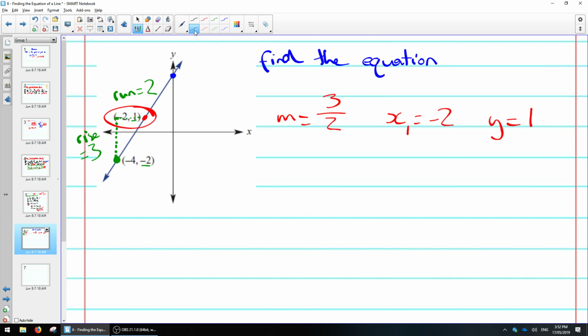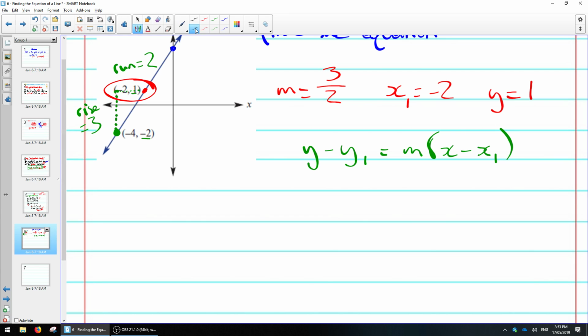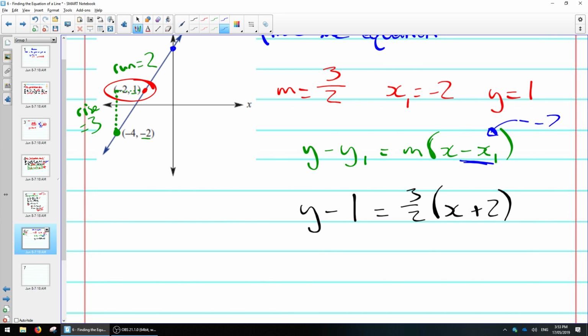And now, again, we're just going to put it into that formula. Again, the formula, I'll write it again. y minus y1 equals m(x minus x1). So if we were to substitute these numbers in, we'd have y minus 1 equals 3 over 2 (x plus 2). You might think, well, why is it plus? Well, if we're looking at this, we have minus x1. So if we do minus negative 2, that becomes positive 2 again. So that's why it's become a plus 2.